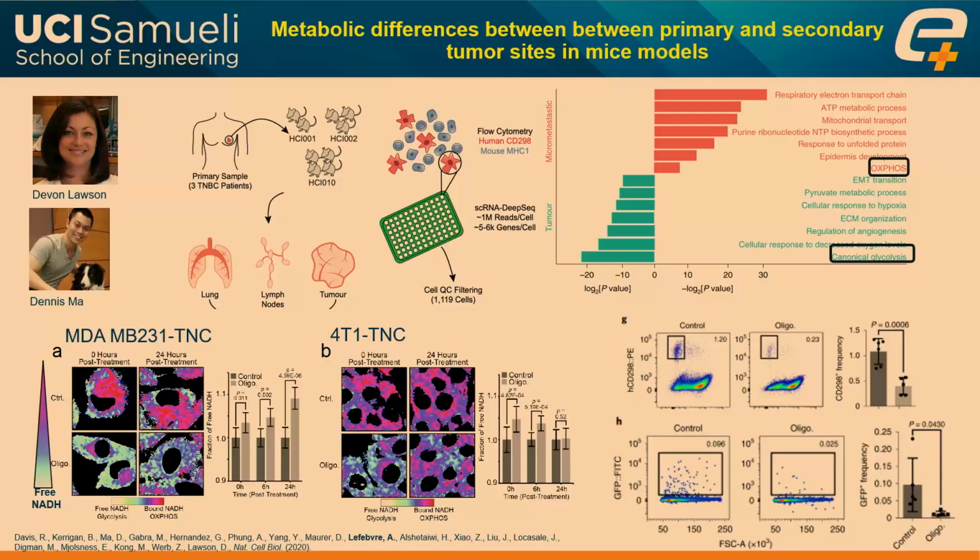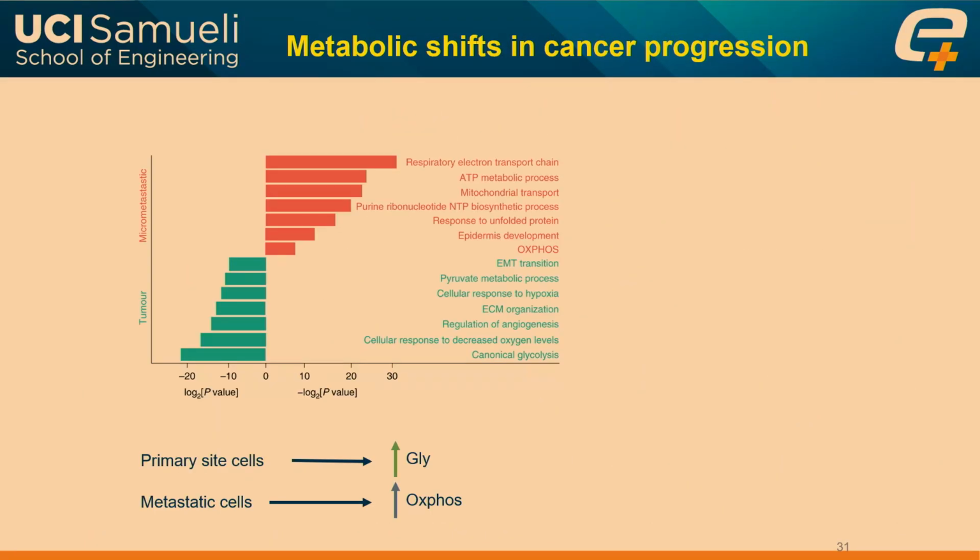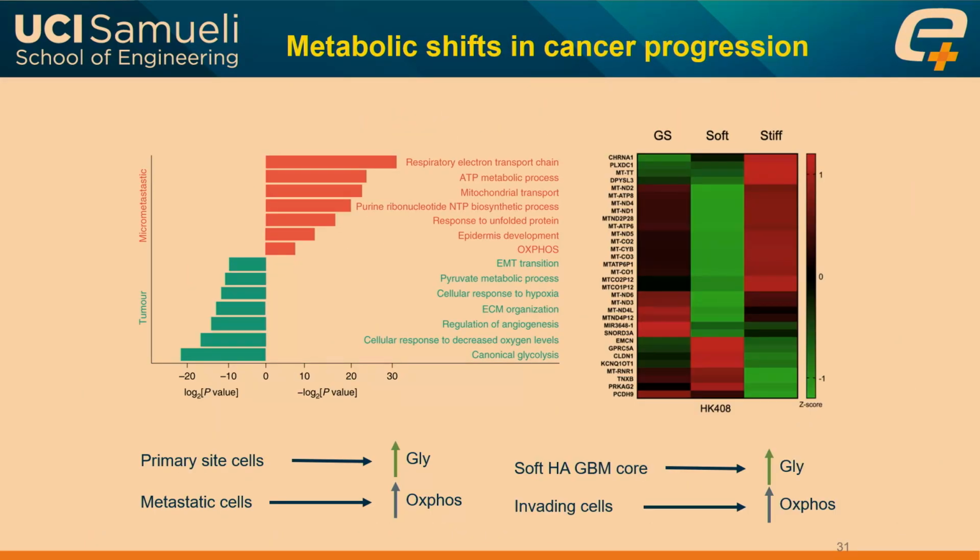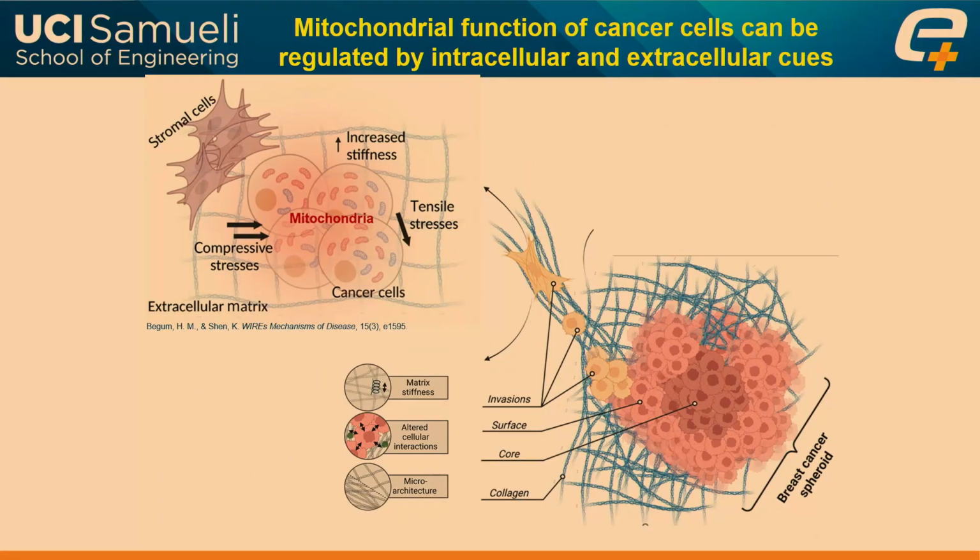And here's the data over here, and you could see that the oligo-treated cells were much, much less than the cells that were not treated and put back into the mice. So at the end, you could see that both the glioblastoma and the breast cancer cells at the primary site are highly glycolytic. Under the soft hyaluronic acid, they're highly glycolytic in the core, but the metastatic cells are upregulating OXPHOS. So that means that the cells have a switch to increase their invasive potential.